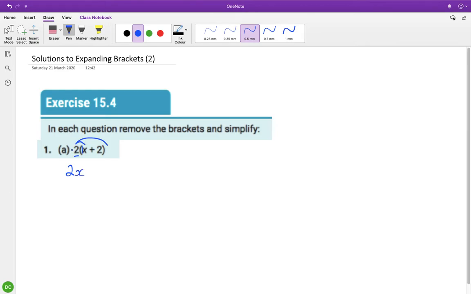And this, I suppose, is a plus 2. This is a plus 2, signs are the same, so it's going to be a plus in the middle. And 2 by 2 is 4. First one.